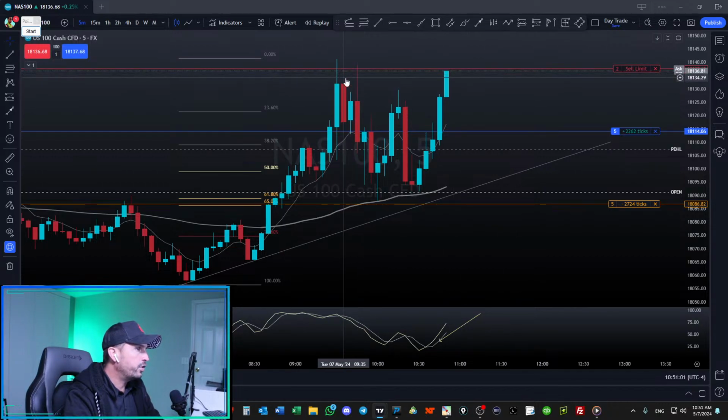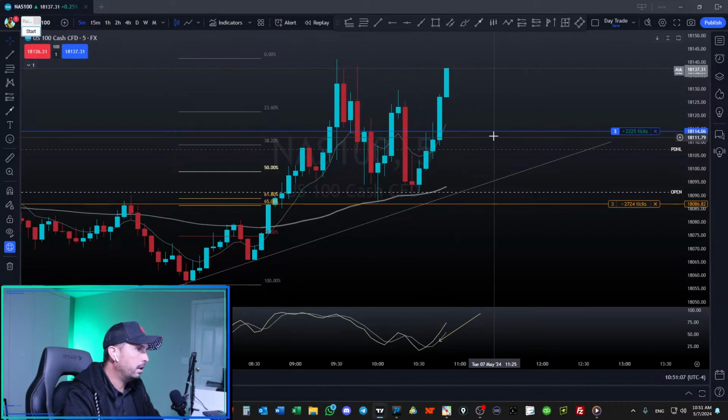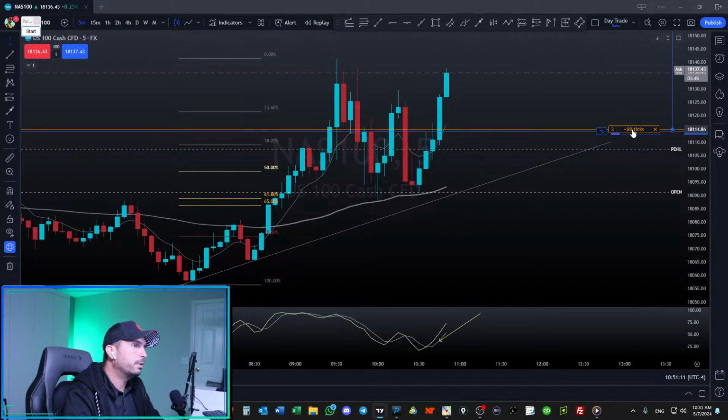There are 3 rejections right there. We need to catch that, because otherwise we need to get out. There we go, we got the first target. So the stop goes to the break. We only have 3 left. I'm going to put it a little higher than the break.